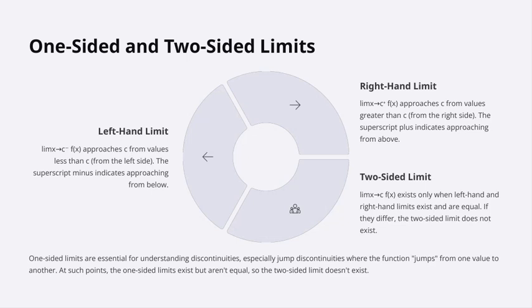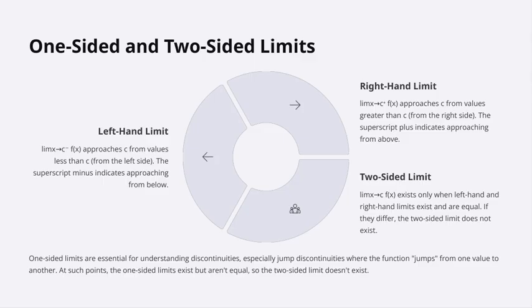Now let's talk about one-sided and two-sided limits. First, the left-hand limit, written as the limit as x approaches c from the left of f(x), describes how the function behaves as x approaches c from values less than c, or from the left side. The minus superscript simply indicates approaching from below.